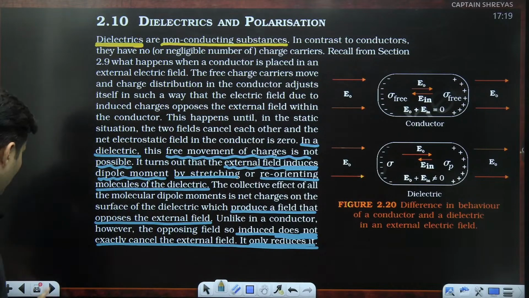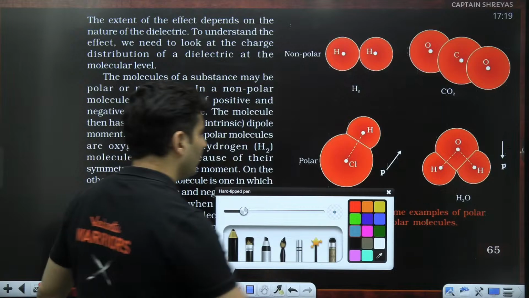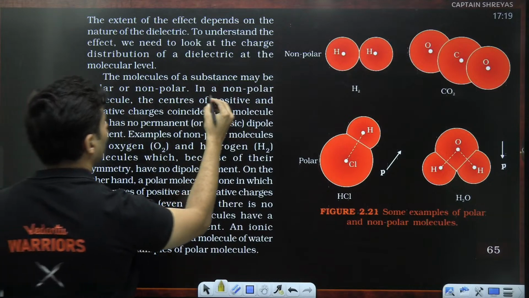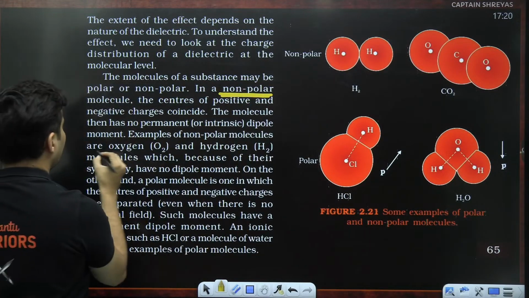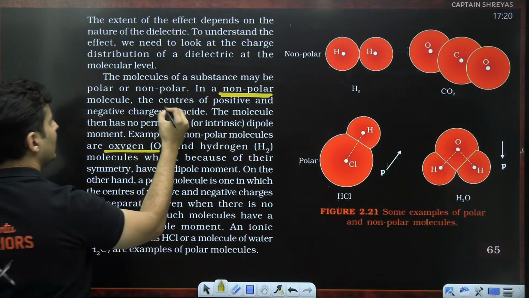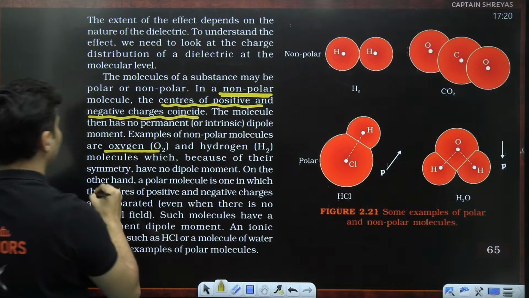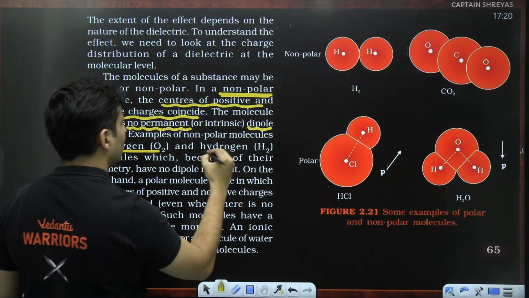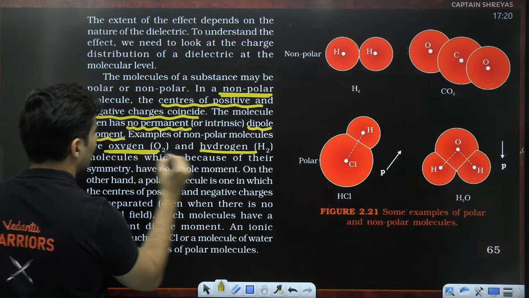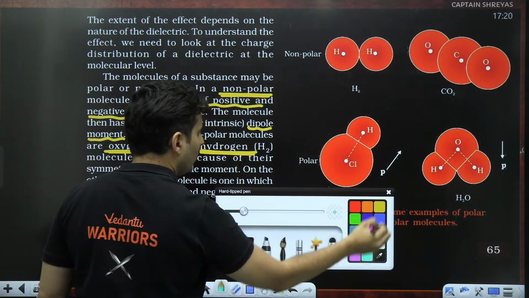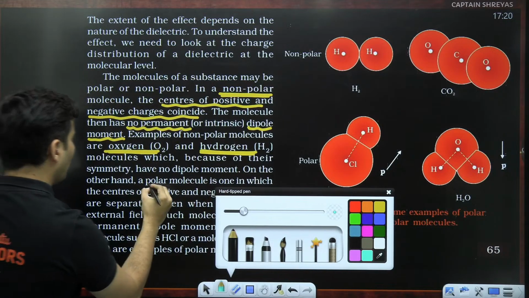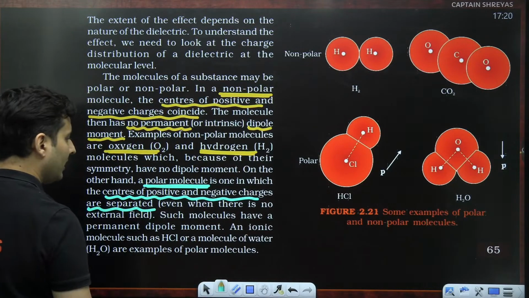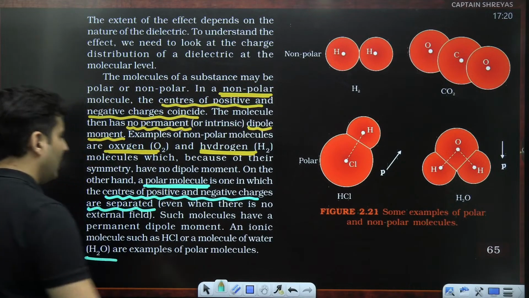That is what is mentioned over here. And then they go to the definition of polar molecules versus non-polar molecules. The molecule may be polar or non-polar. A non-polar molecule is like oxygen, where you will see that the centers of positive and negative charges coincide. There is no permanent dipole moment. So oxygen, hydrogen are examples of it. And then they tell you about polar molecules, which have the centers of positive and negative charges separated, and examples of that are water and so many other such molecules.